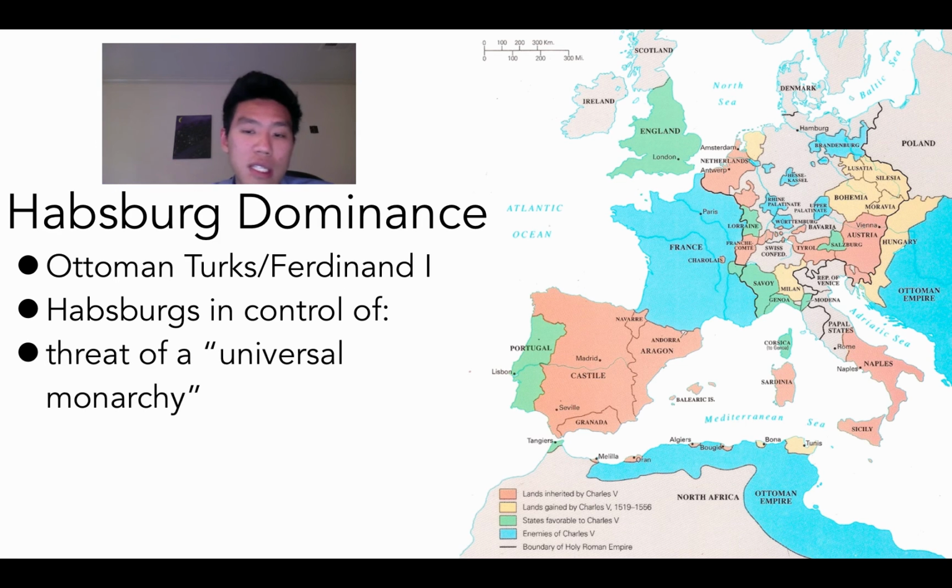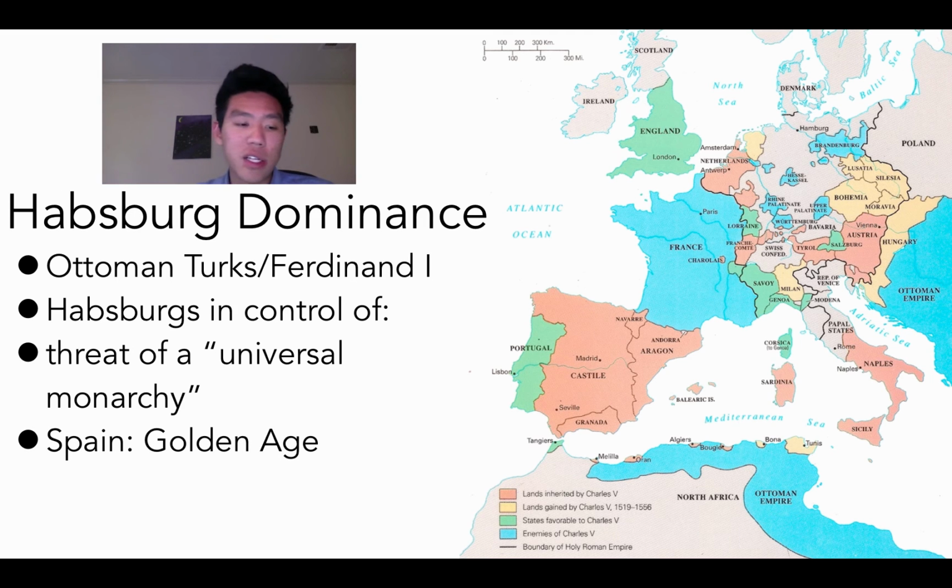And so what we're seeing is that there's this threat of a possible universal monarchy, right? Possibly that in Europe, there's just one family that's dominating the entire continent. And so Europeans are now having this fear and saying, like, how are we going to preserve our independence from the Habsburgs, right? And that's something that they're going to try to check and work against.